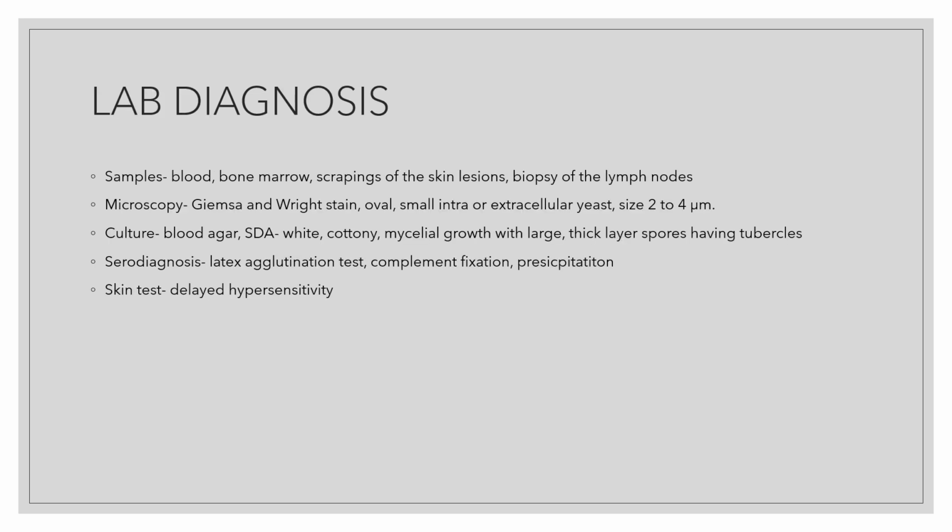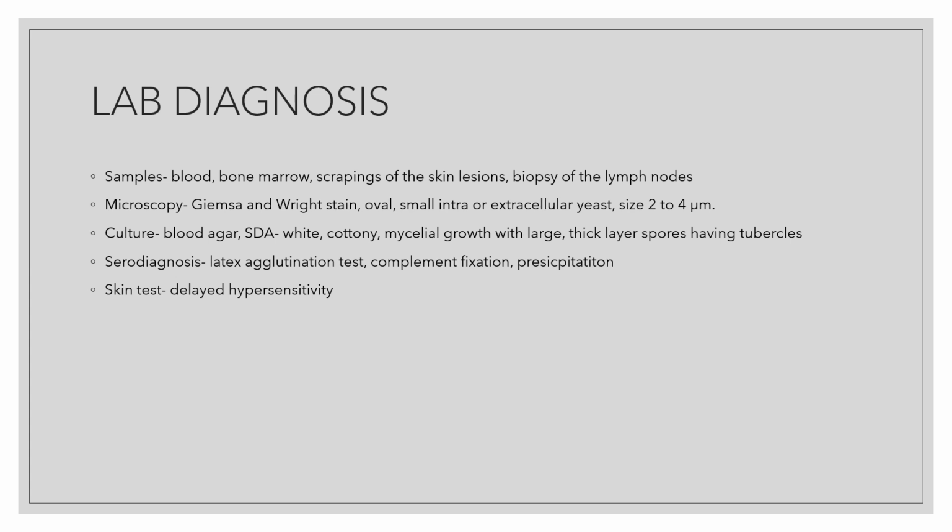Now, what are the lab diagnoses? You'll be collecting a sample of blood, bone marrow. You can also take samples of scrapings from the skin lesion and a biopsy of the lymph nodes. For microscopy, you could do a Giemsa stain smear or Wright stain smear. When you look under the microscope, you can see oval, small intra or extracellular yeast having a size of 2 to 4 micrometers.